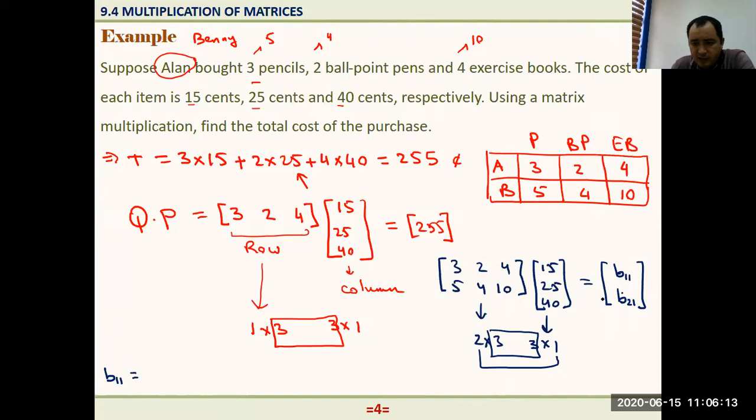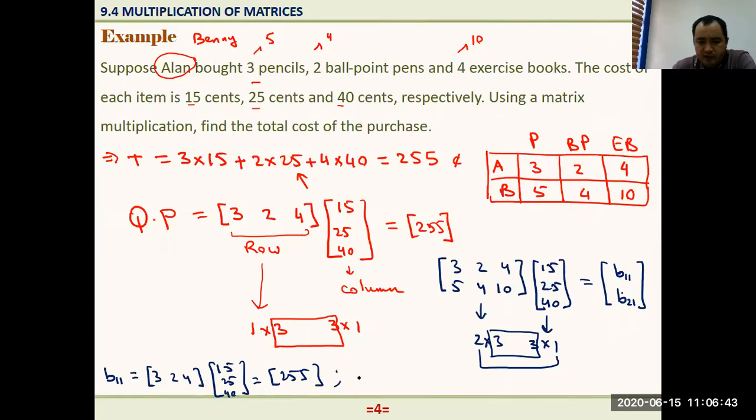B sub 1, 1 means, starting from this one, multiply the first row by the first column. All right, first matrix, first row, second matrix, first column. That is equal to 3, 2, 4 multiplied by 15, 25, 40, which we have already done here, that's equal to 255. So this B sub 1, 1 is equal to 255, right?